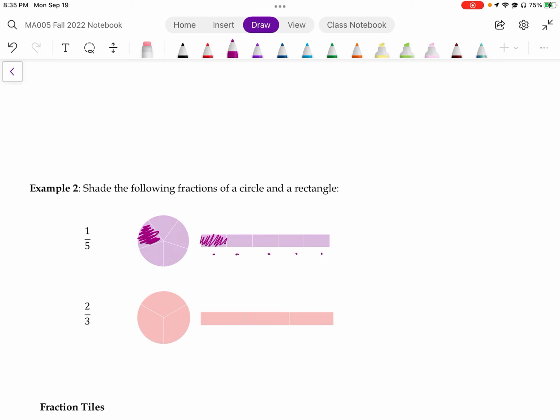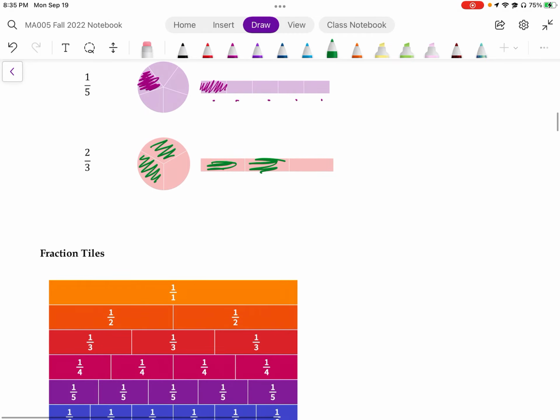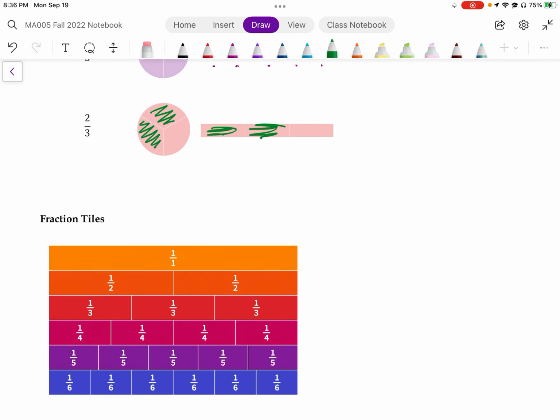All right, 2/3. It's divided into 3 parts, and we're going to shade 2 of them. Same with a rectangle, shade 2 of them. I'm getting messy and quick, but hopefully you got the idea there. All right, these are fraction tiles. Okay, so the idea here is that this one represents 1 out of 1. Okay, so that's a whole.